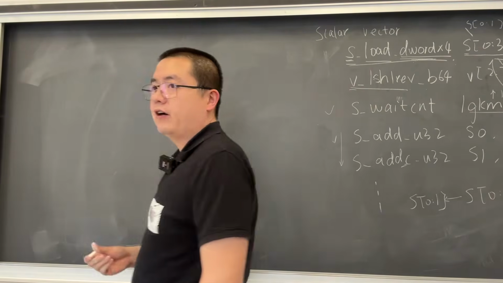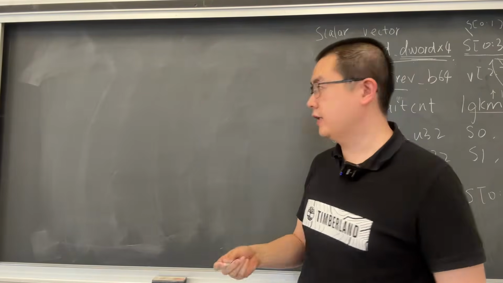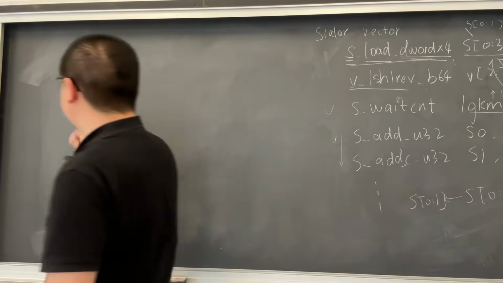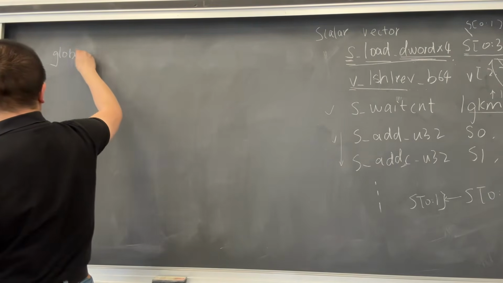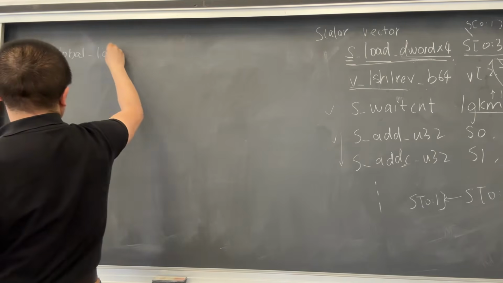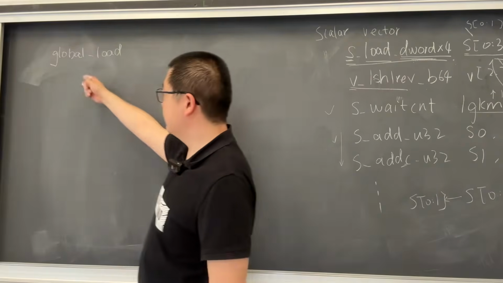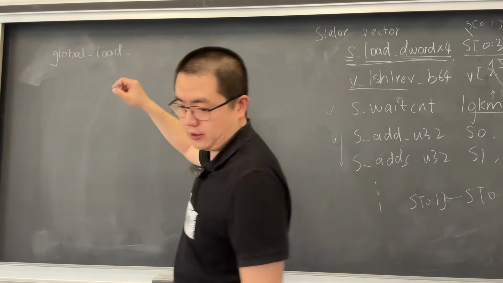Let's assume we have all the addresses calculated. We know the addresses that we need to calculate. So the next thing is we need to load the data. In that case, AMD uses something called the global load. In earlier versions, you may also see something like flat load, but let's just use global load here.